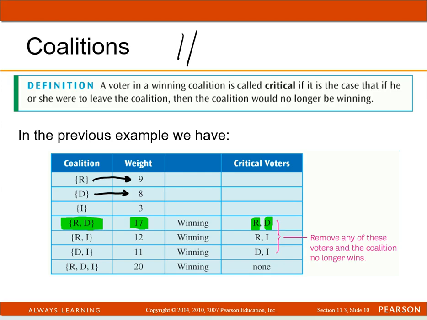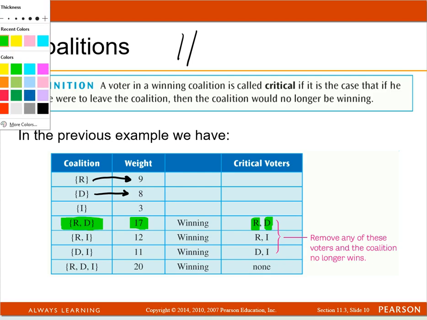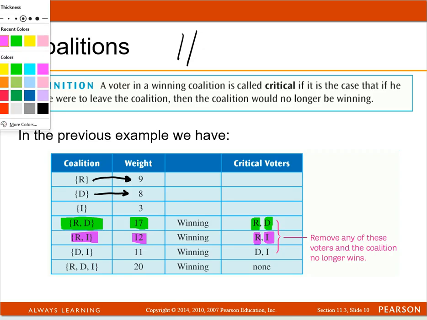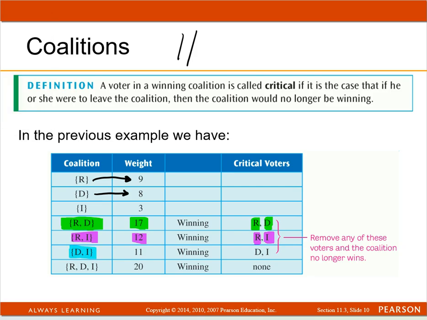longer be winning. The same thing happens with the next group, the Republicans and the Independents. That adds up to 12. They have to stay together in order to win. If one of them says, I ain't voting with you anymore, they're no longer a winner. So now Republicans and Independents there are critical. And then the same thing happens with the Democrats and the Independents. That adds up to exactly 11. And once again, they have to vote together, because if they split up, they're no longer a winner.